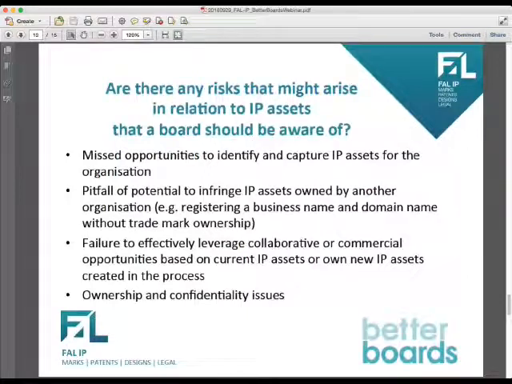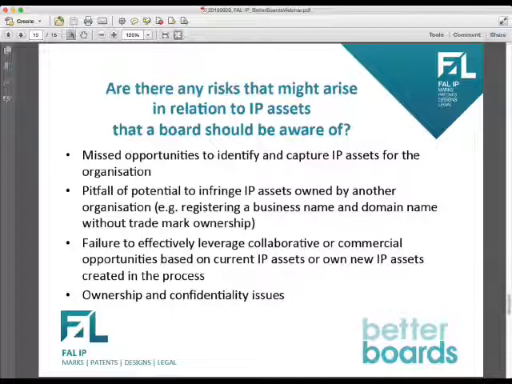But now that we've talked about what they are, how to capture them, how to use them, it's also important to be aware of: are there any risks that might arise in relation to these IP assets that a board should be aware of? So it's not just saying there's a missed opportunity to identify and capture these IP assets for the organisation. There are other risks as well.